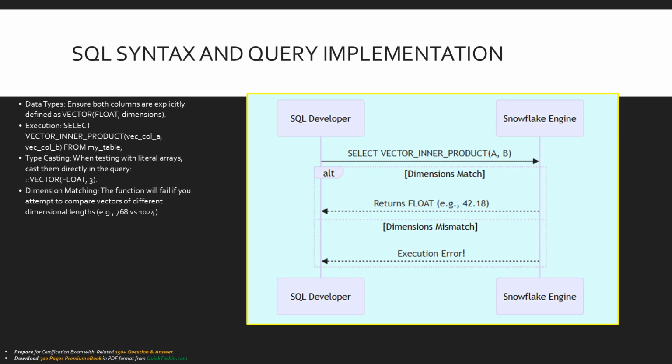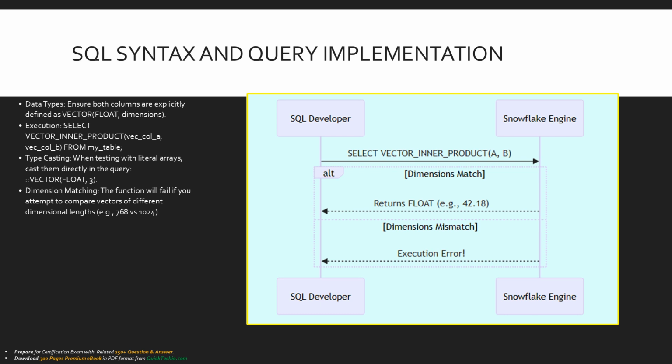Let's talk about implementation and syntax. First and foremost, you must utilize Snowflake's native vector data type. When creating your tables, you define the column as vector, specifying the base data type, typically float, and the exact number of dimensions, such as 768 or 1024. To execute the function, you simply write select vector inner product, passing your two vector columns. If you are prototyping or testing, you can pass literal arrays directly into the query, but you must explicitly cast them using the double colon syntax, like [1, 2, 3]::VECTOR(FLOAT, 3).